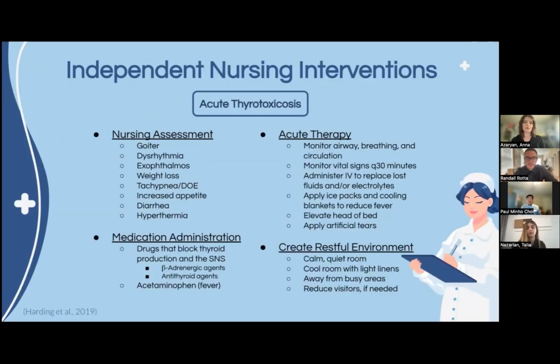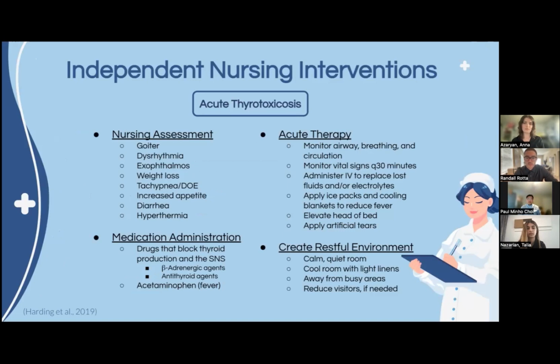Okay, so for nursing interventions, we will break it down into two categories, acute thyrotoxicosis and thyroidectomy. First, acute thyrotoxicosis. As always, we should assess our patient, and you can review the assessment points on this slide. Our next intervention is administering medication.